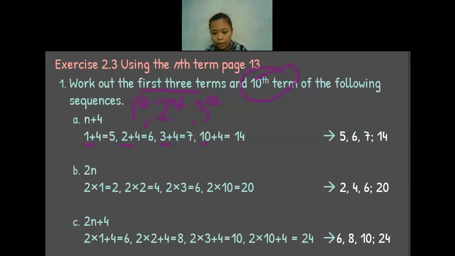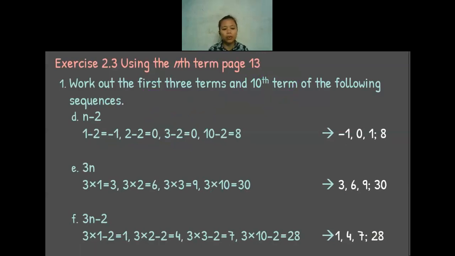If you have no question, let us move to question 1DEF. We do the same thing. We have to replace the letter n with number 1, 2, 3, and also 10. n minus 2 will be 1 minus 2, 2 minus 2, 3 minus 2, 10 minus 2. So the answer will be negative 1, 0. Oops, sorry, I made a typo here. 3 minus 2 is supposed to be 1, not 0. So the answer will be negative 1, 0, 1, and 8.